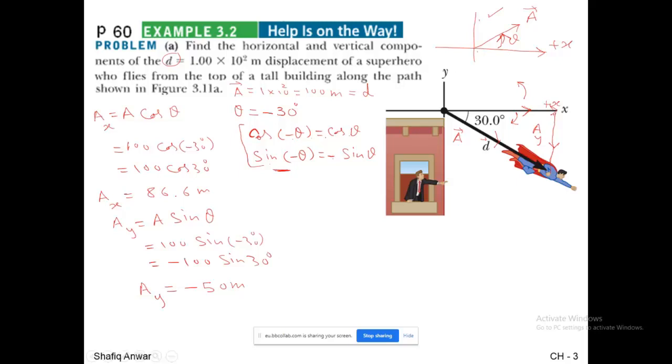Okay, teacher. On the calculator, minus 100 sine 30 does not equal minus 50. Calculate. What is your answer? What is your answer?